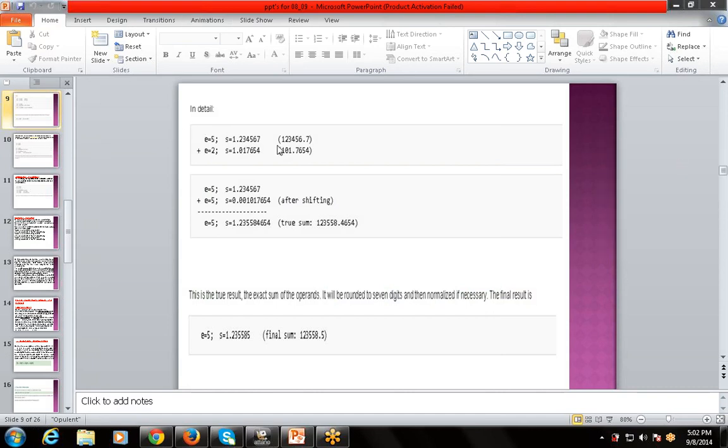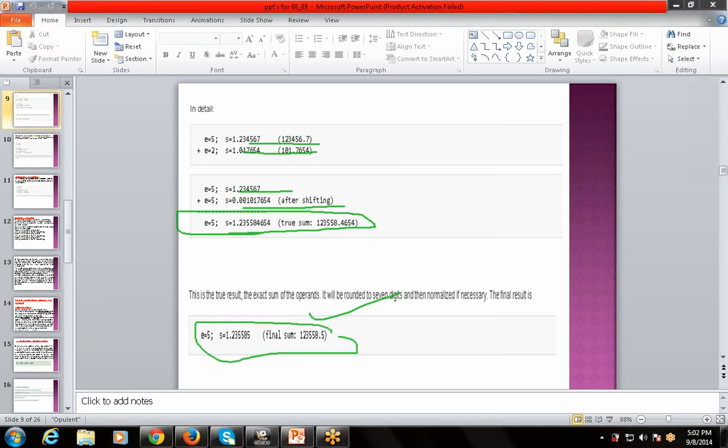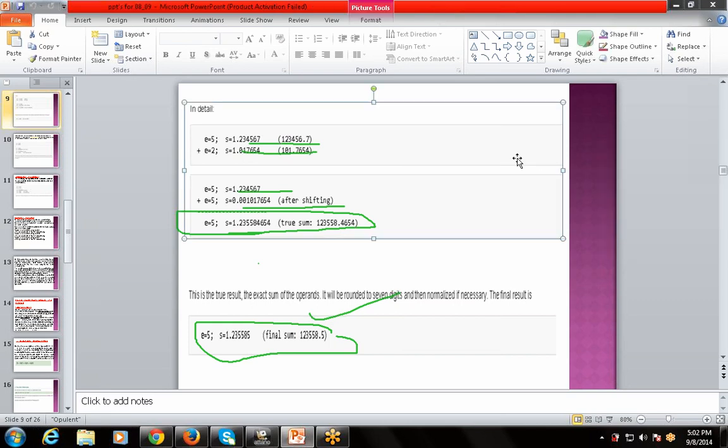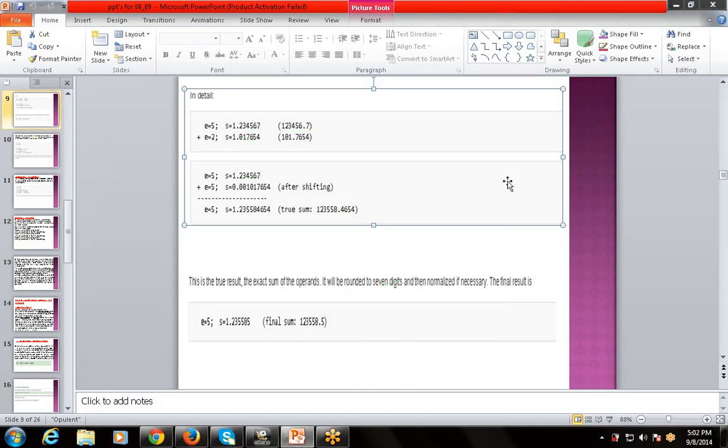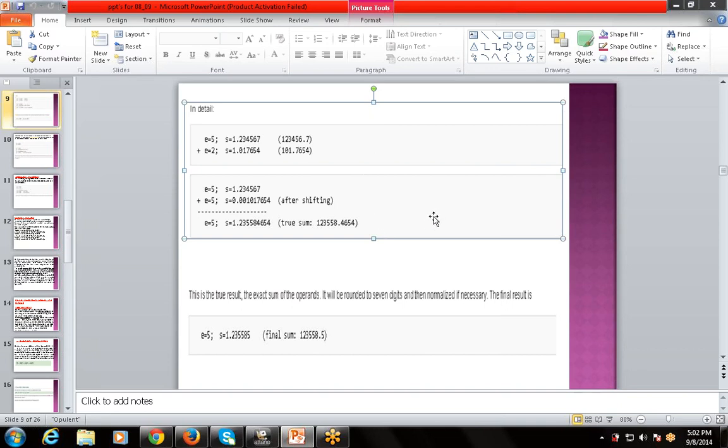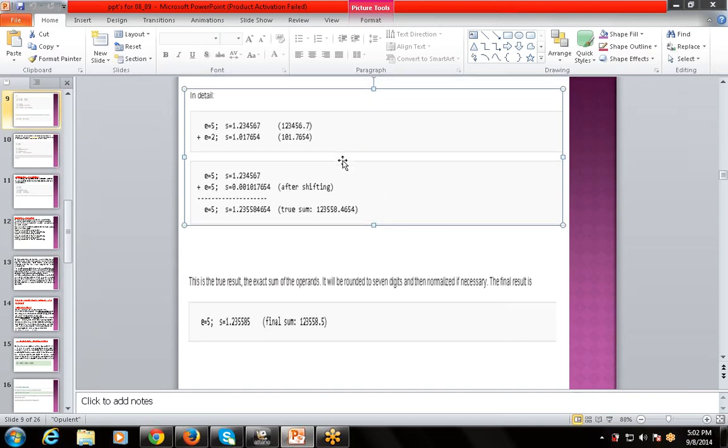Now, next is how it is used in detail and how we are using this one. This is in detail. After shifting this one, the sum becomes this one. As I told you, the actual result is this. Now, next is also in detail. This is the same slide.